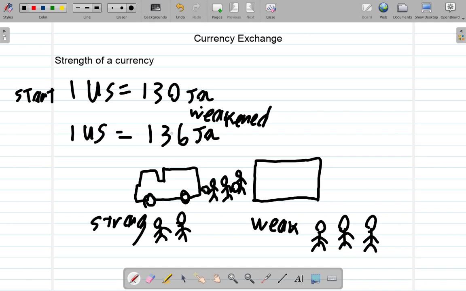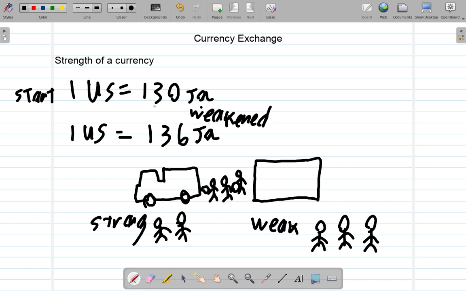Now maybe later on the dollar strengthens again. When these men recover, you no longer need 3 of them to do the same work. You need only 2 of them. They could manage now. They could get the same work done with less of them because they recovered and were now stronger. Same thing with the Jamaican dollar. When the Jamaican dollar strengthened later on, you didn't need 136 of them to do the work of $1 anymore. You needed 130 of them. You need less to do the same work because it was now strong. Alright?